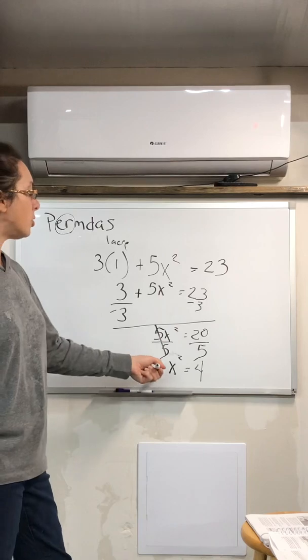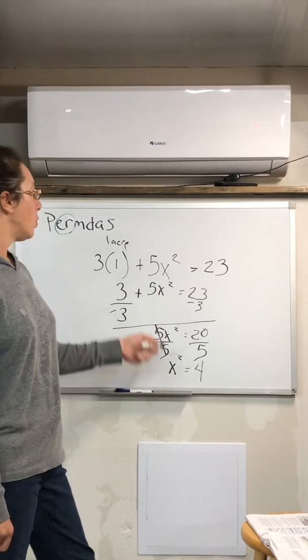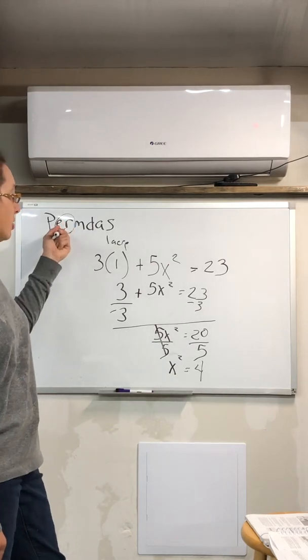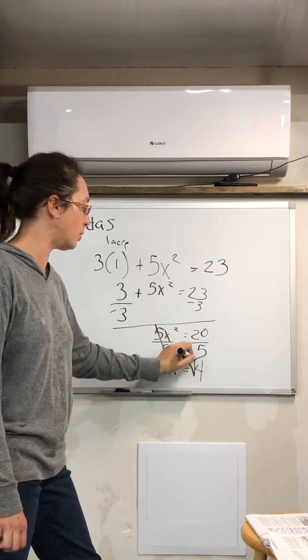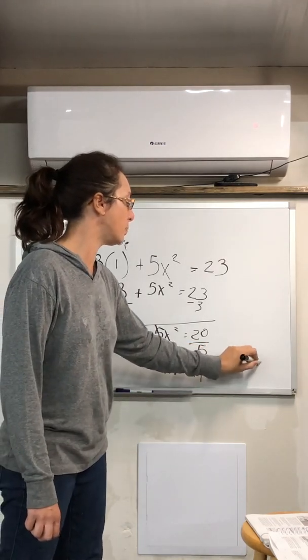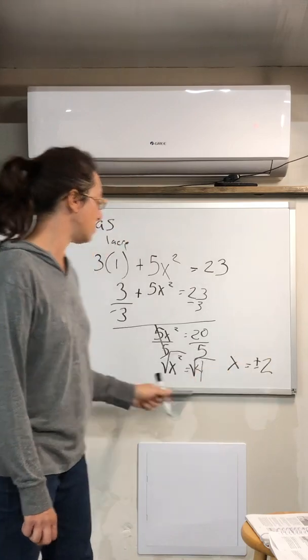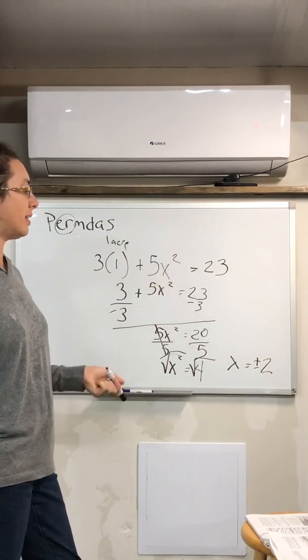Okay. So now that we have our x squared value all by itself, we go back, say, how do I undo an exponent? I need to have a radical. So I'm going to take the square root of both sides. And we have the answer that x is equal to plus or minus 2, right? It could be positive 2. It could be negative 2.